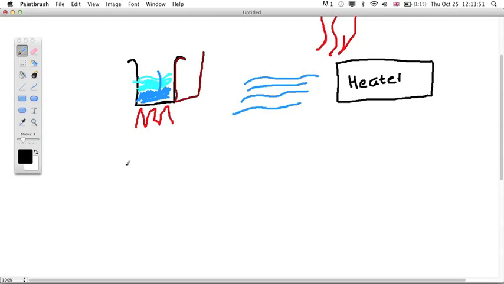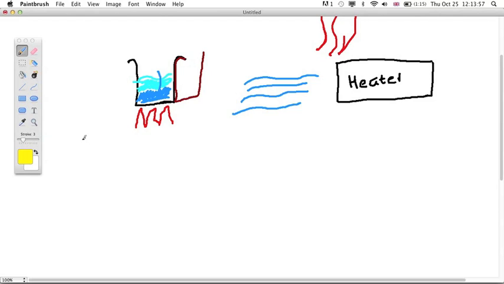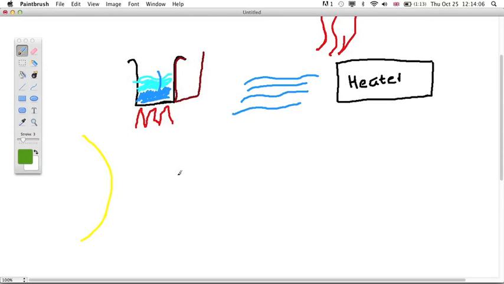And the sun's heat, let me draw it with yellow. We can say this is the sun. The sun's heat travels to the earth, and this is the earth.